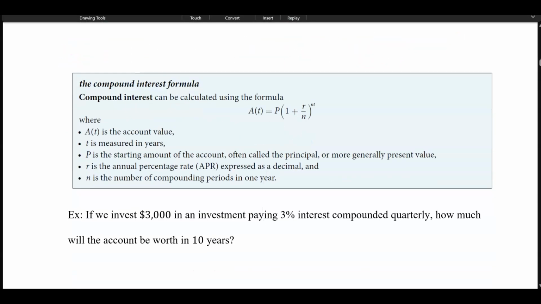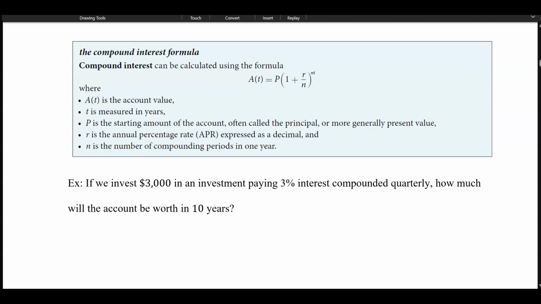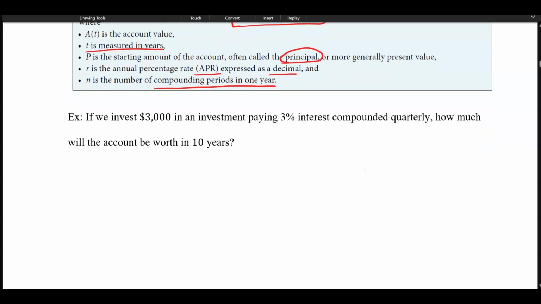All right, let's take a look at compound interest formulas. So compound interest can be calculated using this formula here. A of t is the account value. T is measured in years. P is the starting amount, often called the principal, right? So that's our initial amount. R is the annual percentage rate, the APR expressed as a decimal, and N is the number of compound periods in 1 year.